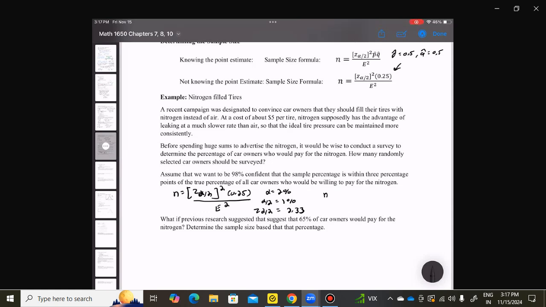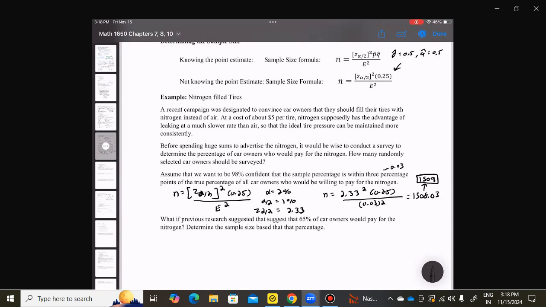And so for the sample size, it's 2.33 squared times 0.25 over 3 percentage points. That's 0.03. So 0.03 squared. And we get 1508.03. Now we are going to round this to the nearest whole person, but we have to always round it up. So even though it's 0.03, so the nearest is 1508, we're going to round up to 1509.